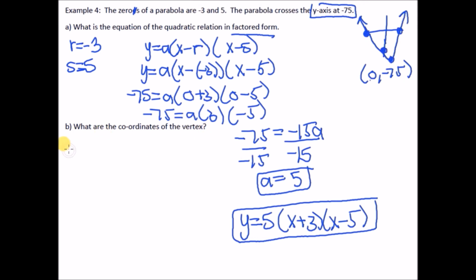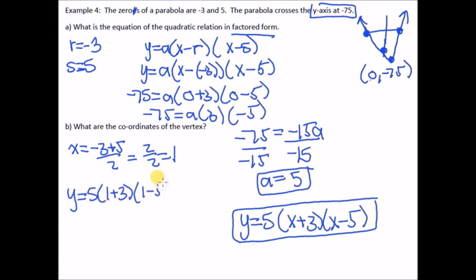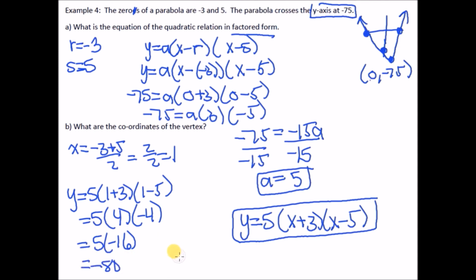And what are the coordinates of the vertex? Well, we know we have to average out -3 and 5, which gives me 2 over 2, which gives me 1. And then we just have to sub 1 right back into the equation. So y equals 5(1 + 3)(1 - 5). We want to know the y, the optimal value, when the x value is 1. So 4 times -4 is -16. 5 times 16, I get 80. So -80. So the (h, k) is (1, -80). And that's our vertex.